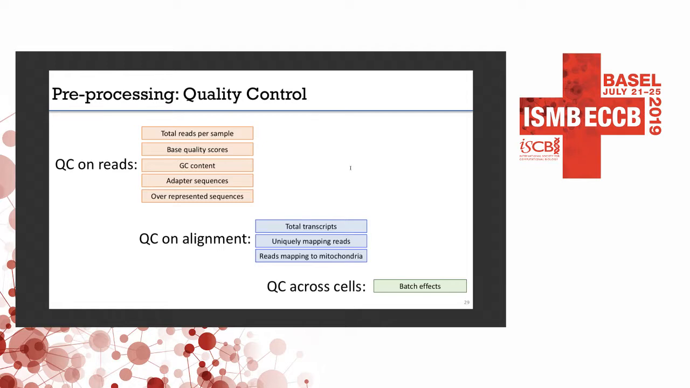So once we have our reads that we've gotten from the sequencer, we always have to do QC on the reads, as we've done for most sequencing technologies. This isn't any different for single cell. So looking at total reads per sample, base quality scores, GC content. Then we do QC on alignment. Again, this is very similar to what we've done before, so looking at total transcripts, uniquely mapping reads, or reads mapping to mitochondrial genes. And then we have to look at batch effects. Because we're processing so many cells and having to sequence over multiple lanes or flow cells, we're going to have to look to see if we have any batch effects. So we'll talk about this a little bit more.